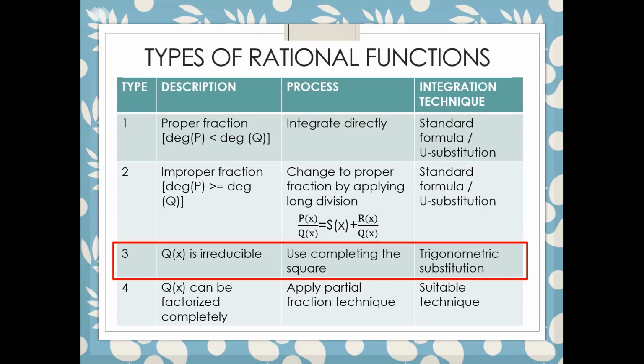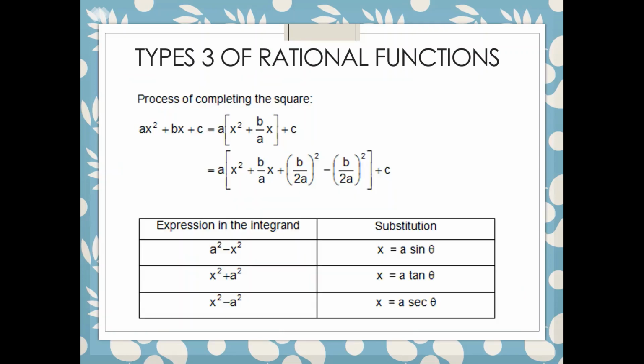Type 3 of rational function refers to rational function in which the denominator cannot be factorized, or in other words, irreducible. To integrate a rational function of this form, you need to apply completing the square for the Q(x) before using the suitable technique of trigonometric substitution that you have learned in the previous lesson. Following is the process of completing the square and the trigonometric substitution that you may use depending on the expression given in the integral.